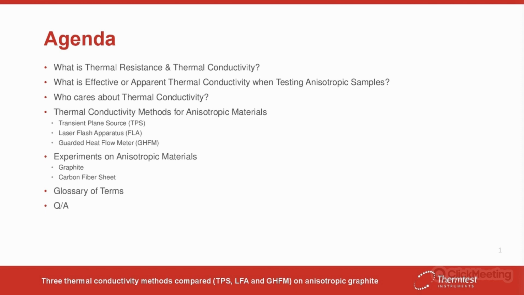We'll chat a little bit about thermal resistance and thermal conductivity, what those are, what is effective or apparent thermal conductivity when testing anisotropic samples. These two particular slides I usually talk about with every presentation because they do have an influence on the way we discuss and present results. Who cares about thermal conductivity? Thermal conductivity methods for anisotropic materials. So we're more or less in this presentation focusing on methods that are typically used for measuring thermal conductivity of materials. And then we'll present some experiments on some anisotropic materials using these three methods and have some discussion on those results.